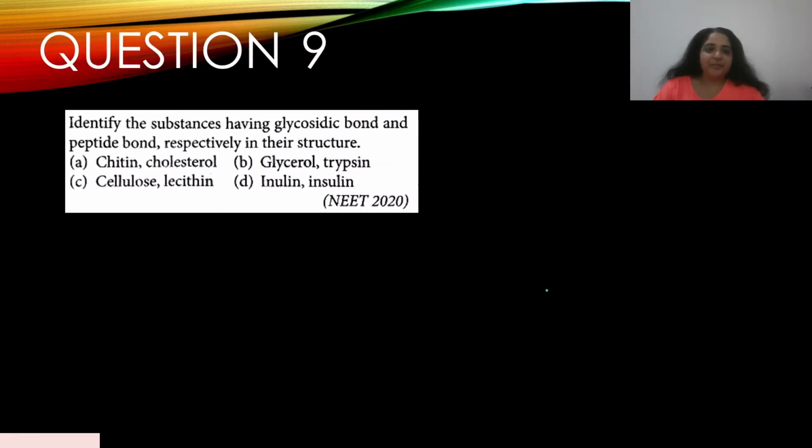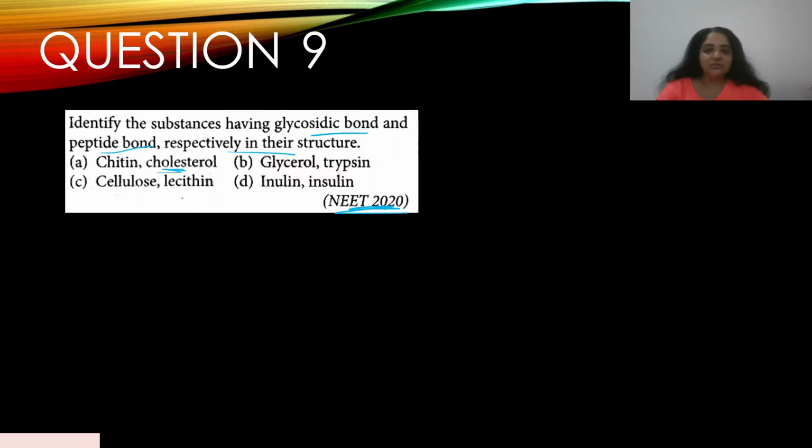Question number 9. Identify the substances having glycosidic bond and peptide bond respectively in their structure. This appeared in NEET 2020, pretty recent. So which one of them has a glycosidic bond and a peptide bond? A, chitin, cholesterol is the other option there, but cholesterol does not have a peptide bond. B, glycerol, trypsin, no, that's also incorrect.